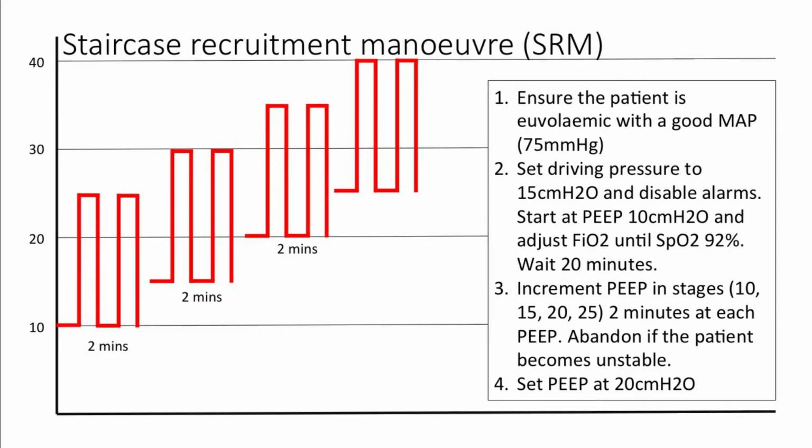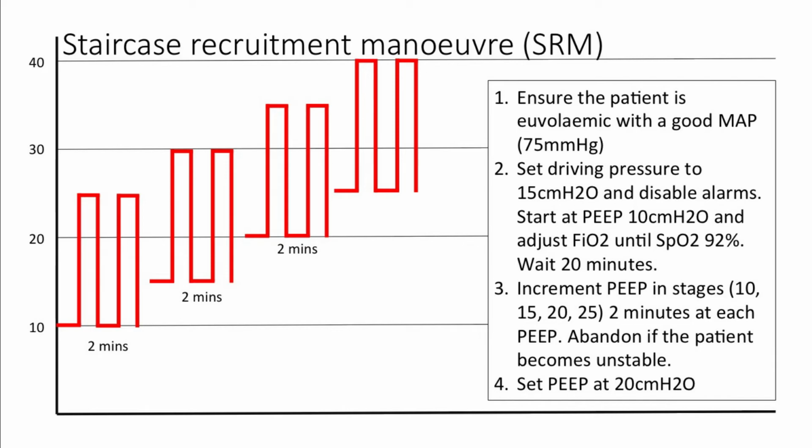So the first thing to do is the staircase recruitment manoeuvre. So this is pressure and time. You make sure the patient is euvolemic, they've got a decent blood pressure, and then you set the driving pressure to 15, you turn on some alarms, and you put the PEEP at 10, you see there, and then you adjust the FiO2 till they're sat to 92. So it can't be too good, can't be too bad, a comfortable medium point, and then you just leave them alone for 20 minutes, don't change anything, and then you can start the recruitment manoeuvre.